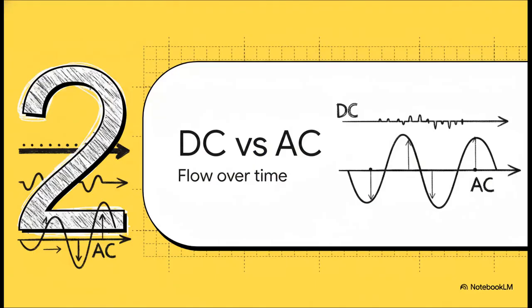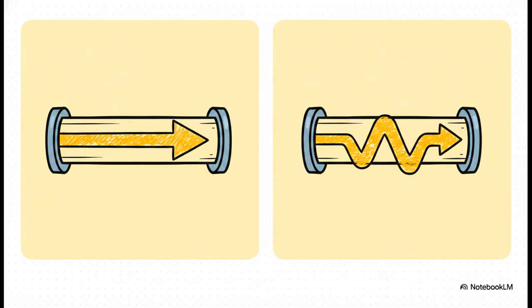Moving right along to Section 2, direct versus alternating current, basically how this flow moves over time. Because once we have that current being pushed by voltage, it doesn't always travel in exactly the same way. The actual shape of the flow matters immensely. There are two main categories you need to know. Direct current, or DC, is the straightforward one. It flows uniformly in a single direction with a constant value. It's perfectly steady, kind of like a calm river.